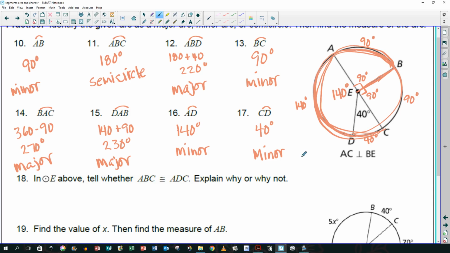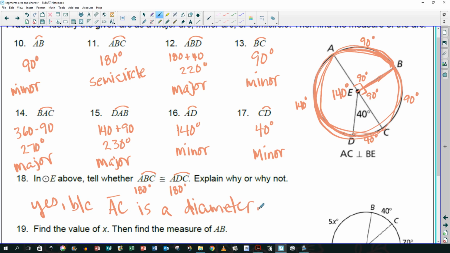It says in circle E, so in the circle up here, tell whether arc ABC, so again it left off the arc, is congruent to ADC. Explain why or why not. Well, ABC, so A to B to C is a semicircle, so that's 180 degrees. ADC is 180 degrees. So yes, the arcs are congruent, and it's because AC is a diameter. So it splits the circle in half.